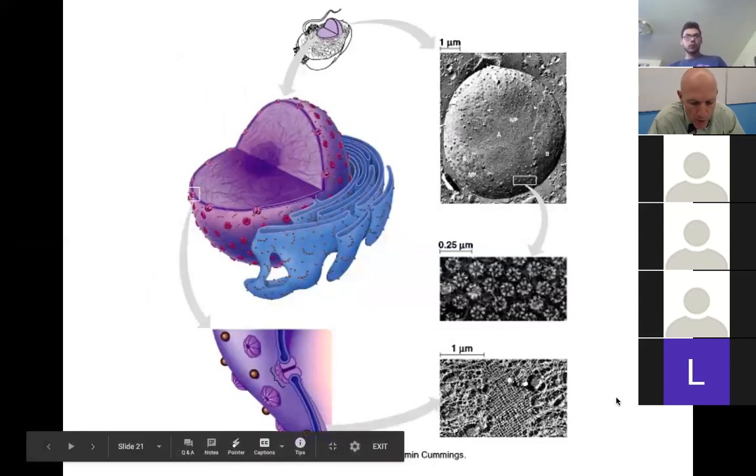So the first part of this endomembrane system that you need to know is the nucleus, right? And the nucleus has a nuclear envelope.